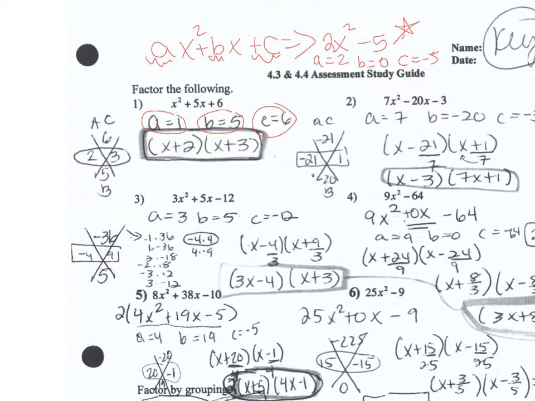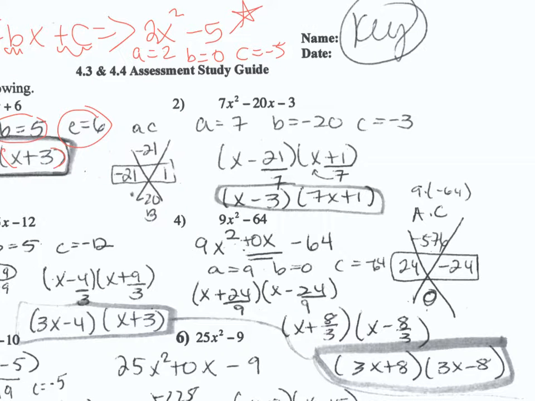So we're looking for combinations that multiply to A times C that add to B. So what combo multiplies to 6 that adds to 5? 2 and 3. So those are our factors. So our expression is quantity x plus 2 times the quantity x plus 3. That's our final answer.